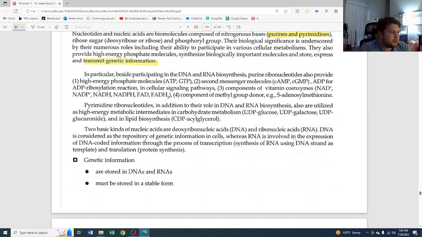So pyrimidine ribonucleotides, in addition to their role in DNA and RNA biosynthesis, also are utilized as high-energy metabolic intermediates in carbohydrate metabolism, looking at UDP glucose, UDP galactose, UDP glucuronide, and also in lipid biosynthesis.